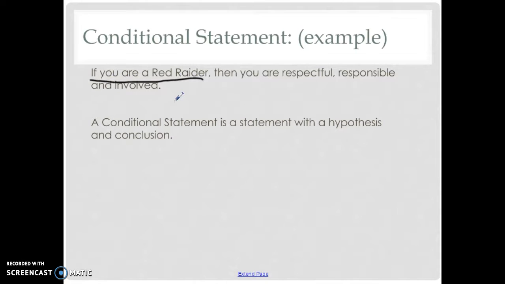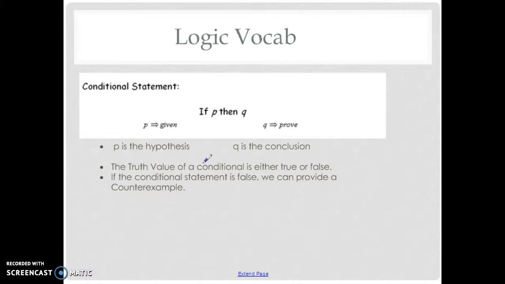So if you are a red raider, that's going to be the hypothesis. And then you are respectful, responsible, and involved. That is the conclusion. So hypothesis comes first. What are you stating? Then what can you conclude from that? Another way you'll hear that is if P, then Q, where P is your hypothesis and Q is your conclusion. Okay, so if hypothesis, then conclusion.